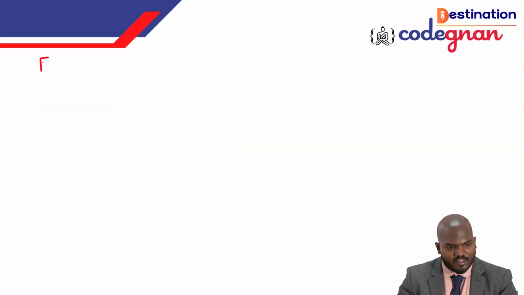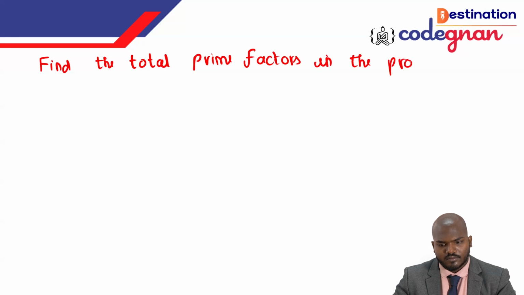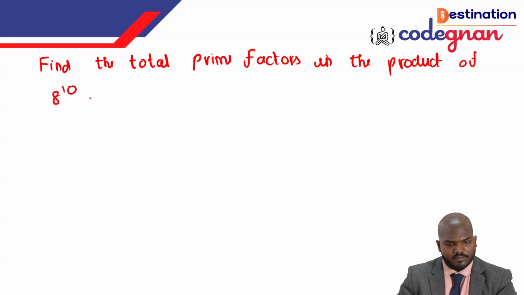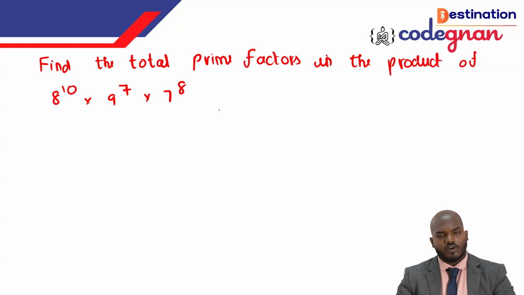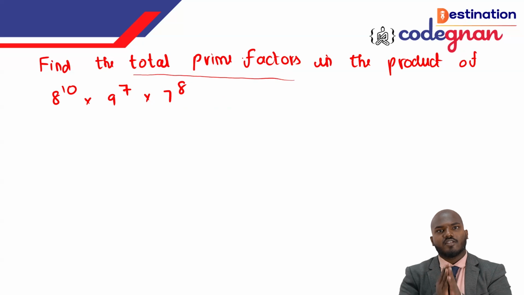Okay. So find the total prime factors in the product of 8 power 10, 9 power 7 and 7 power 8. You see this one here, they are asking for the total prime factors. So then the factors should be prime.